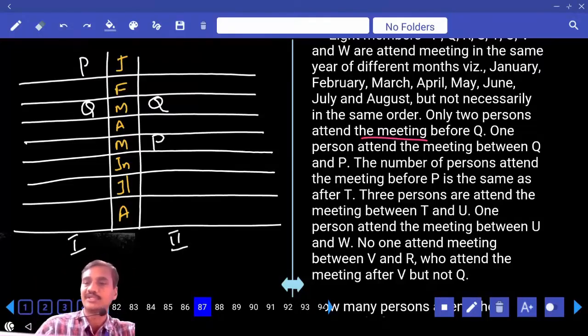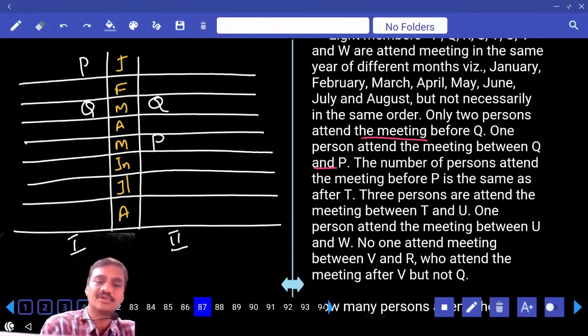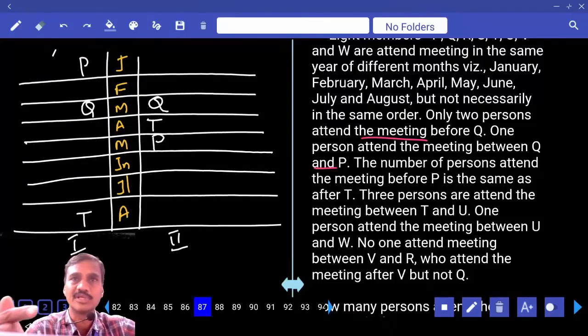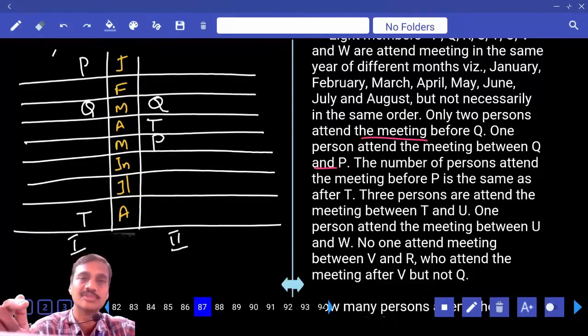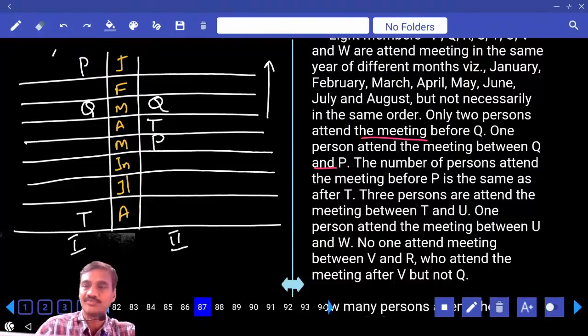And next, the number of persons attending the meeting before P is the same as after T. Now in this one, before P there is 0, so after T there must be 0. Now in this case, before P there are 4, so after T there must be 4. How many persons attend before P, that many persons are after T. In the second case, before P there are 4, hence after T there must be 4 members. Hence T must be in the month of April.